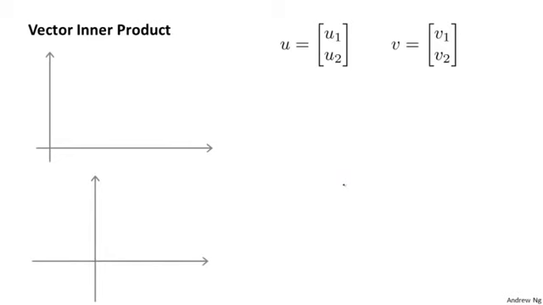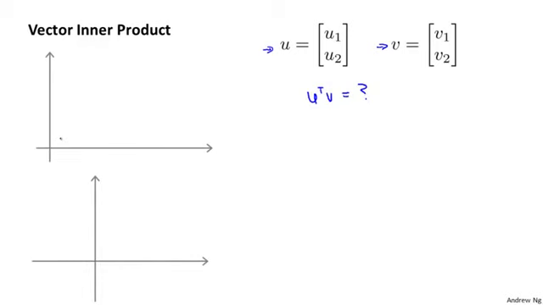In order to get started, let me first remind you of a couple properties of what vector inner products look like. Let's say I have two vectors u and v that look like this, both two-dimensional vectors. Then let's see what u transpose v looks like. And u transpose v is also called the inner product between the vectors u and v.